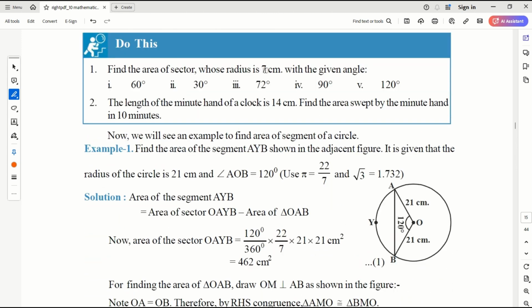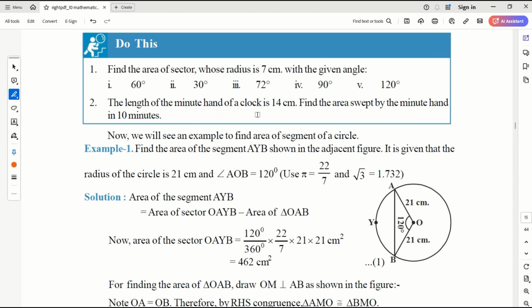Find the area of sector whose radius is 7 centimeters, with the given angle. Let's not do the calculation, but I will tell you how to do this. Let's call this R. So this is 60 degrees. So 60 by 360 into pi r square, that's the area of the sector. Correct? 30 by 360 into pi r square, 72 by 360 into pi r square, 90 by 360 into pi r square, 120 by 360 into pi r square. Right? That's the area. Calculate yourself.